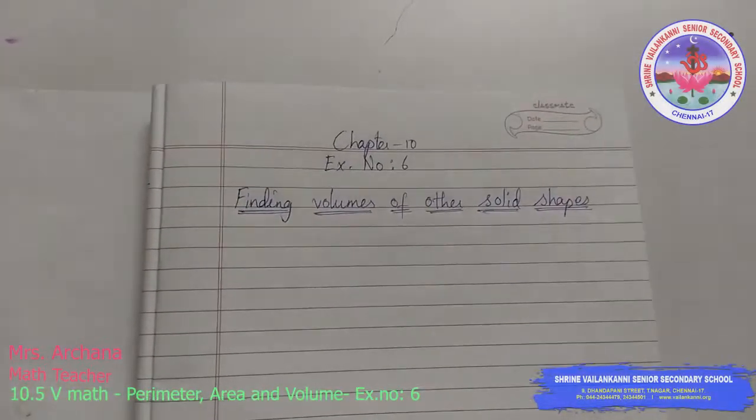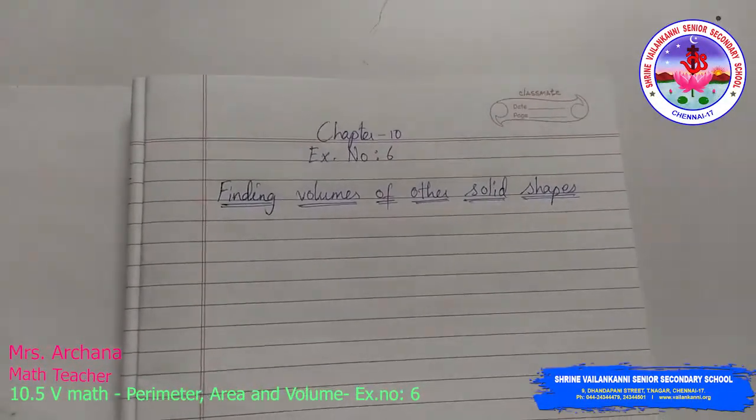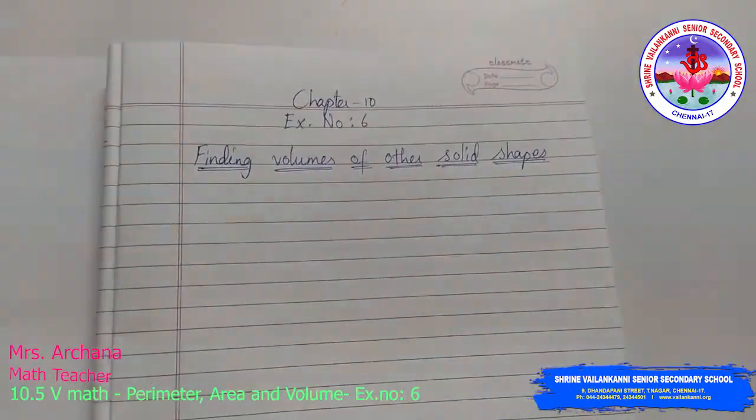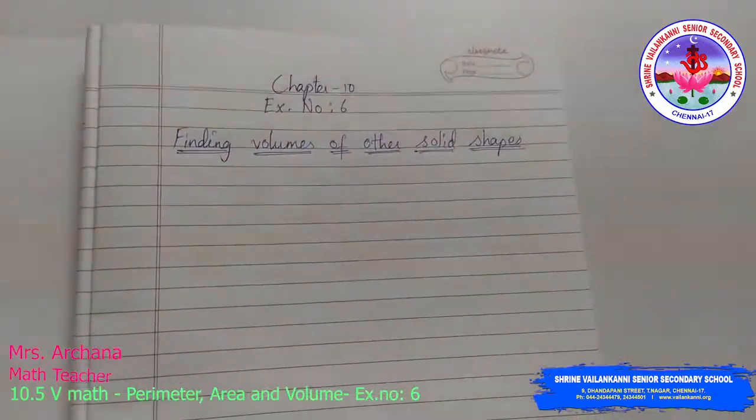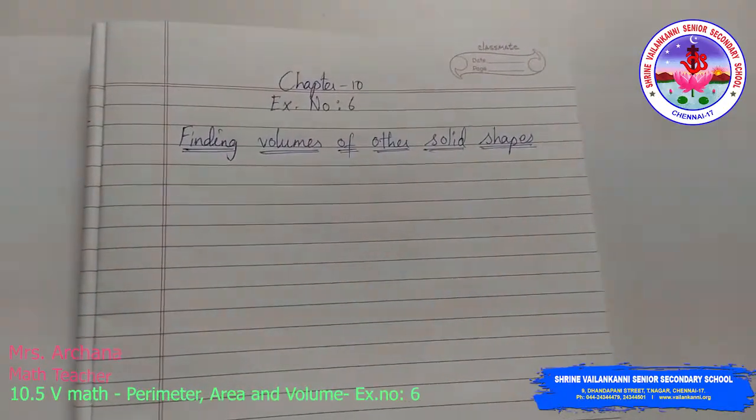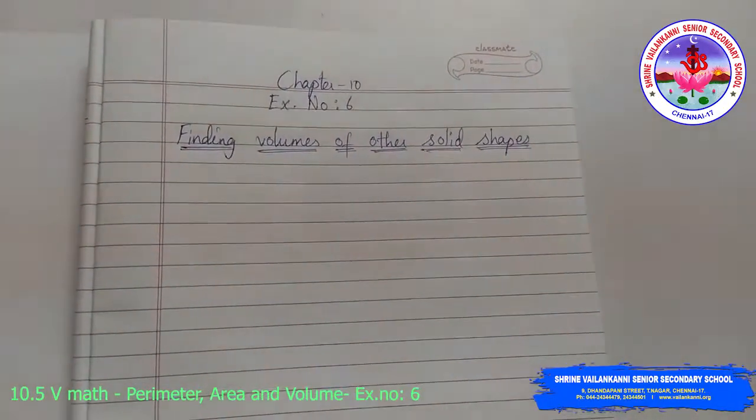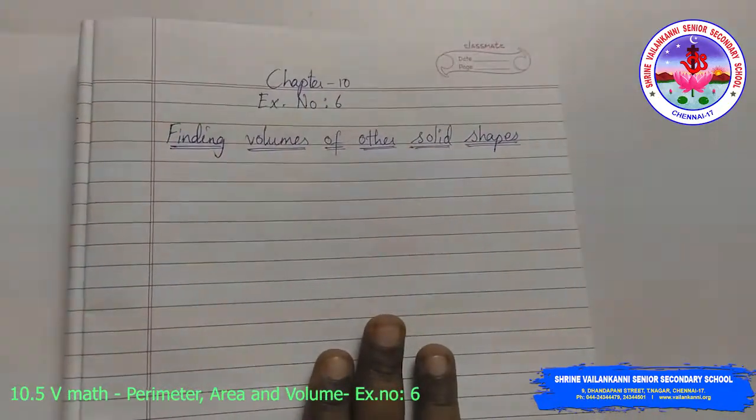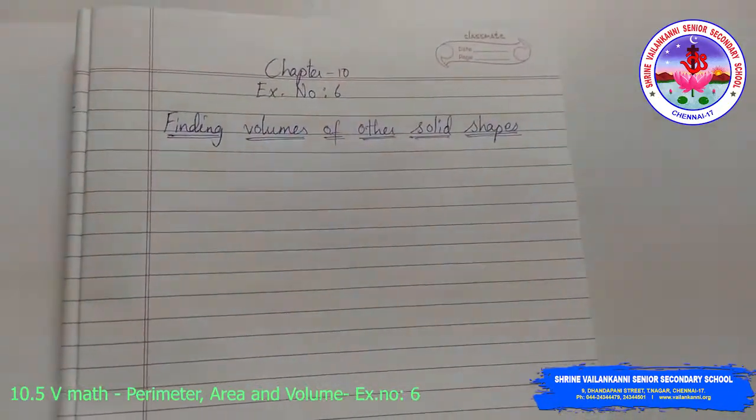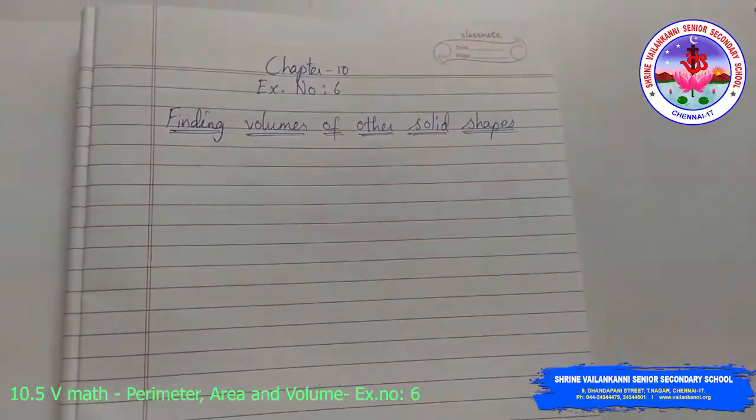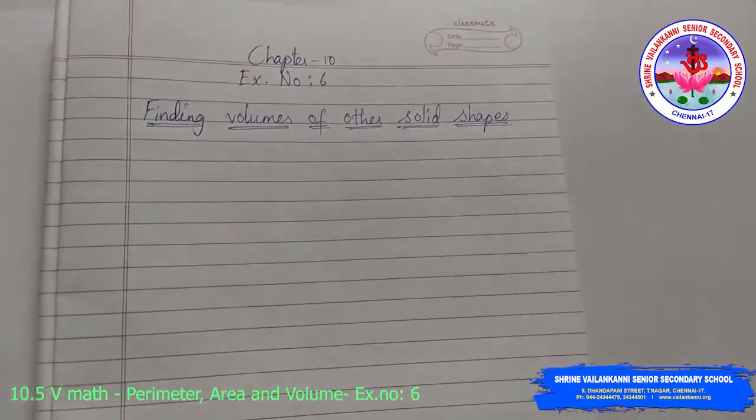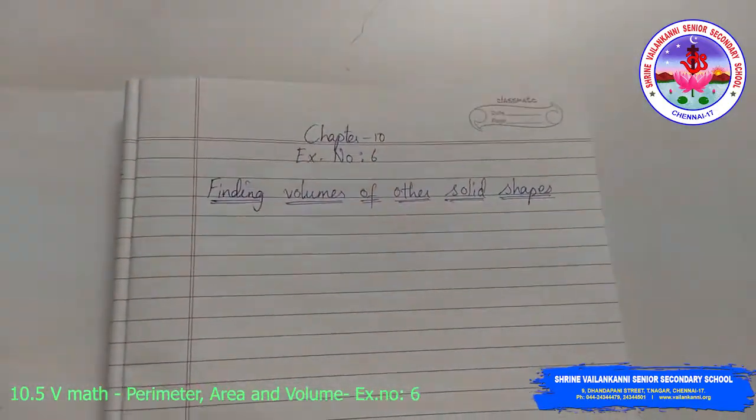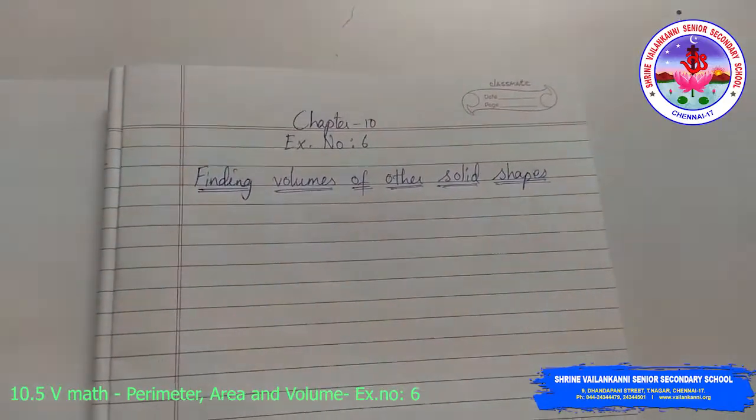Hello children, in this video under chapter 10 exercise number 6, we are going to learn the topic of finding out the volume of other solid shapes. We have learned how to find the volumes for the cube and cuboids. Here in this exercise, apart from the cube and cuboid, for any other solid shapes we can find the volumes by doing an experiment. So using the experiment method, we are going to learn.